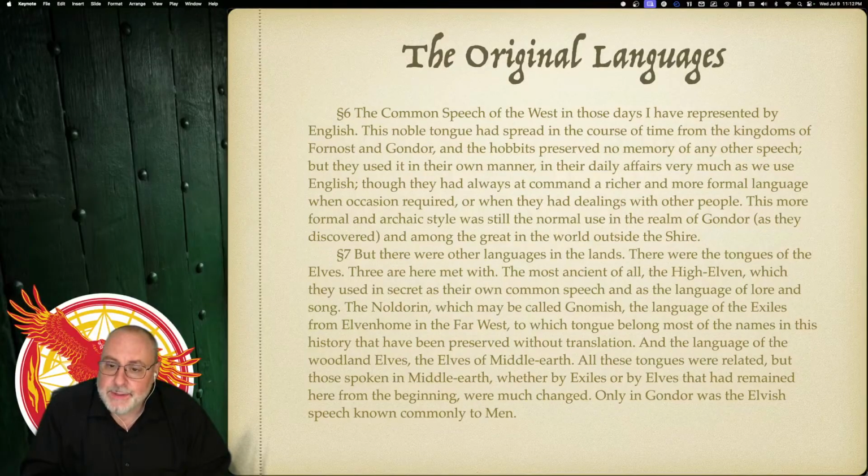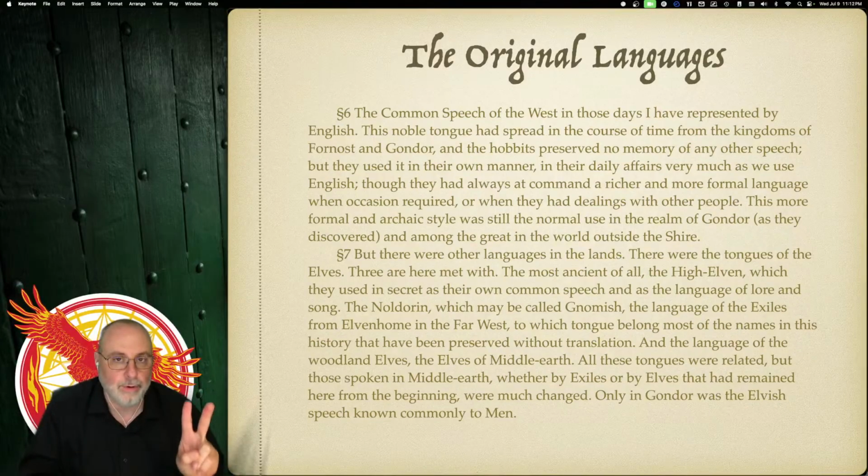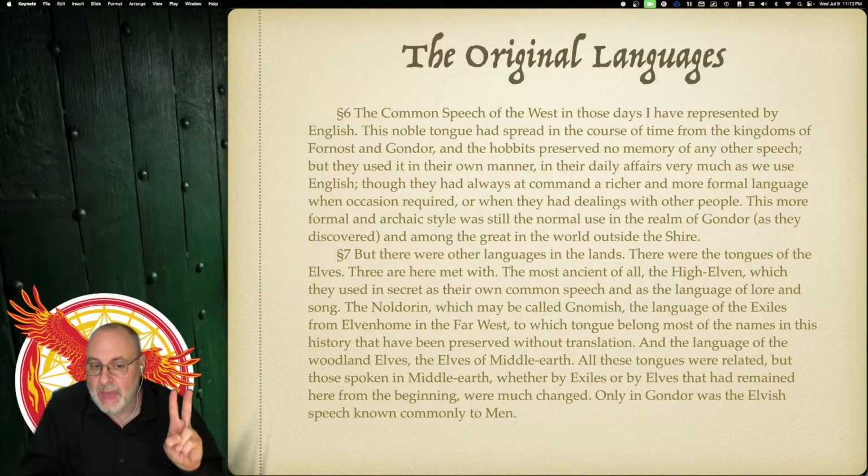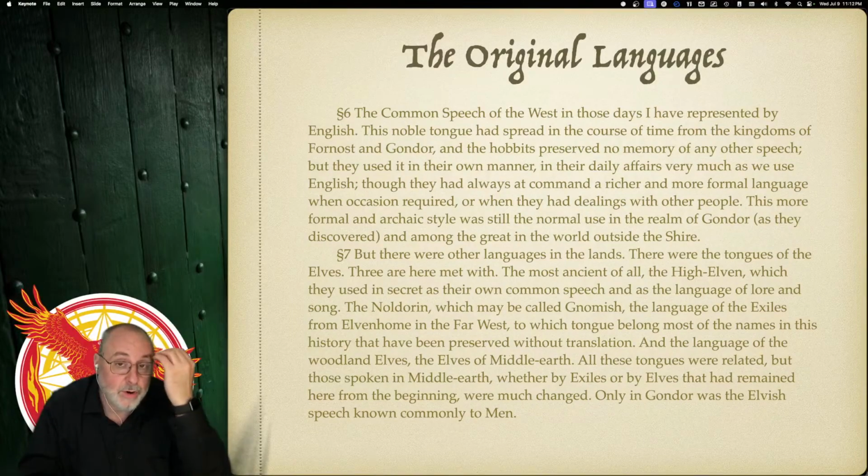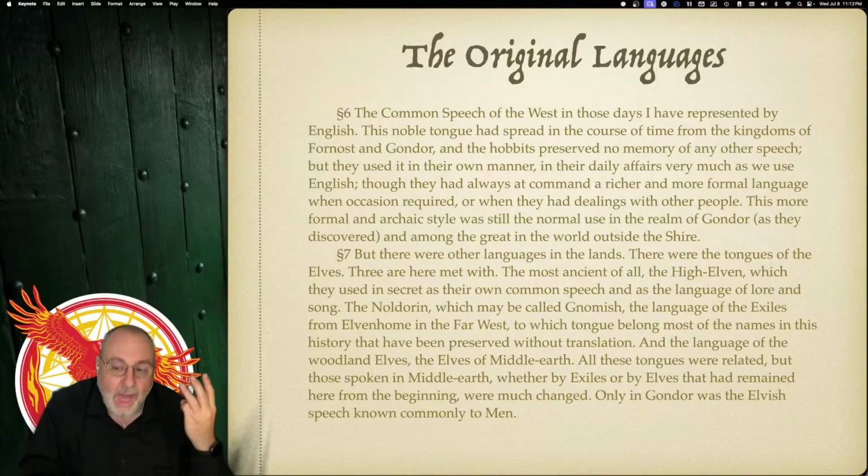But there were other languages in the lands. There were the tongues of the elves. Three are here met with. The most ancient of all, the High Elven, which they used in secret as their own common speech and as the language of lore and song. The Noldorin, which may be called Gnomish, the language of the exiles from Elvenhome in the far west, to which tongue belong most of the names in this history that have been preserved without translation. And the language of the woodland elves, the elves of Middle-earth. All these tongues were related, but those spoken in Middle-earth, whether by exiles or by elves that had remained here from the beginning, were much changed. Only in Gondor was the Elvish speech known commonly to men.